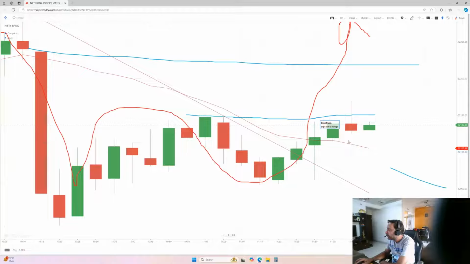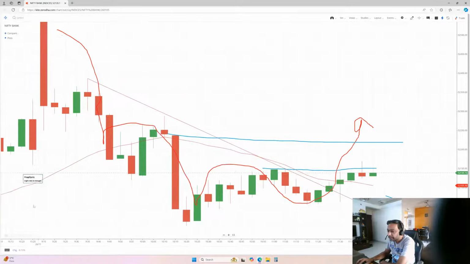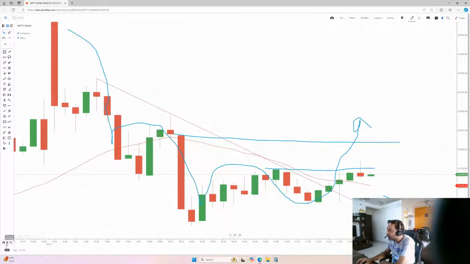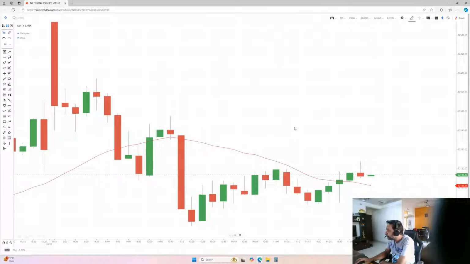Actually, Bank Nifty needs to cross this 150. Let me remove all these drawings. Okay. This is an important level now.